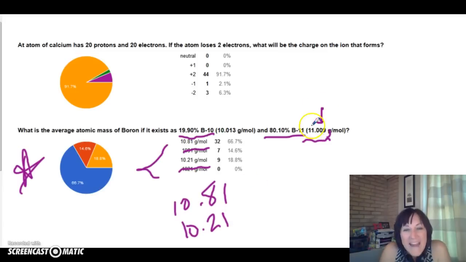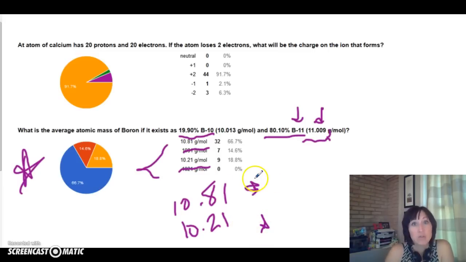Well, think about it. 80% of that sample is going to be B11. So when we average these together, what's the mass going to be closer to, 10.81 or 10.21? Well, it should be closer to 11. So before I even do my problem, I can guesstimate that my answer should be closer to 11. So then go ahead and do it out.